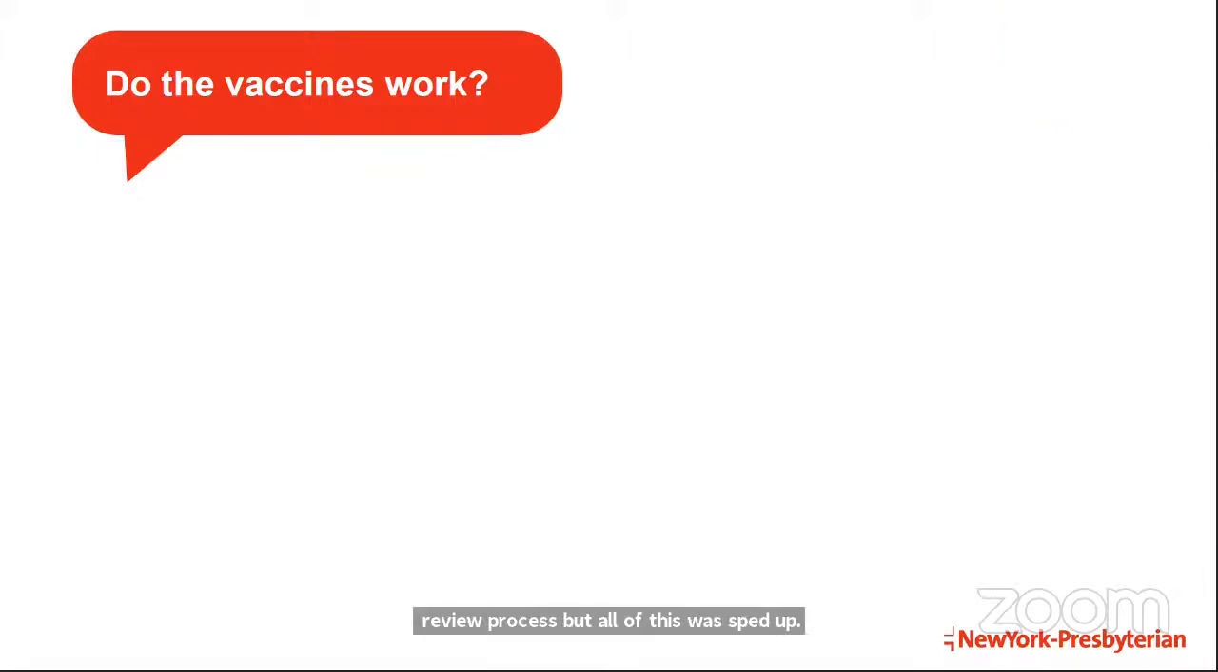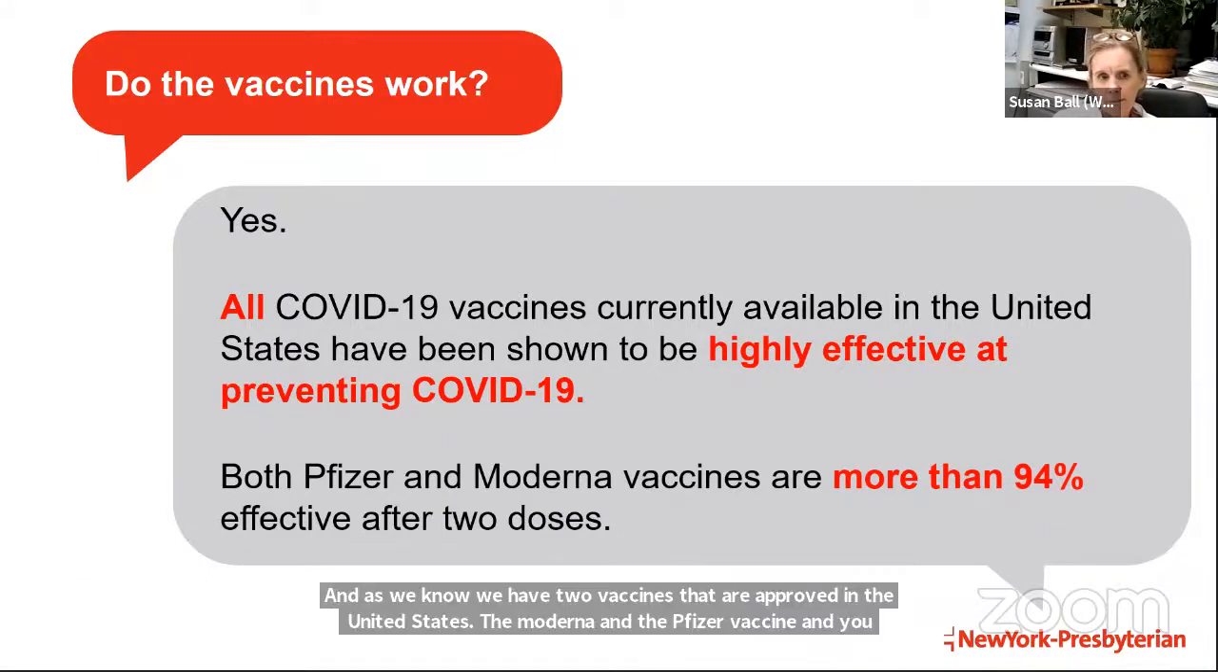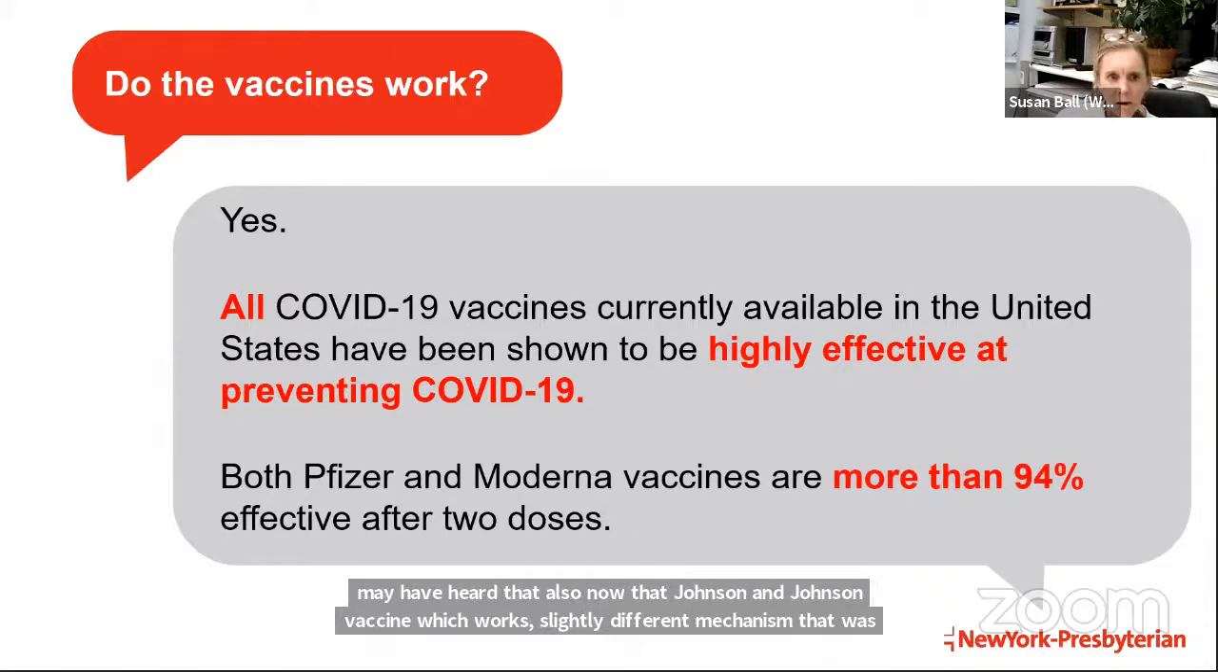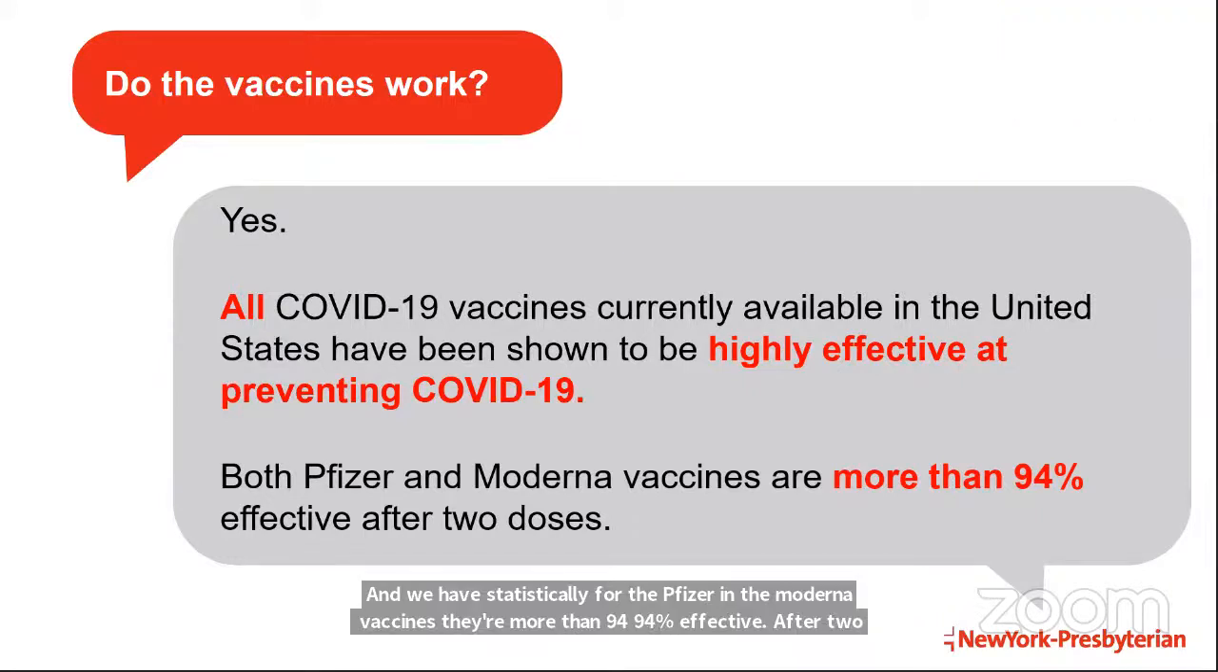So do the vaccines work? The short answer is yes. Statistically, the Pfizer and the Moderna vaccines are more than 94% effective after 2 doses. You have no doubt heard these are the vaccines that are available to us and that have been out for distribution. The Pfizer vaccine is given at 3-week intervals. The Moderna vaccine is given at 4-week intervals. They both are messenger RNA vaccines, so they're not bringing active virus into the body.